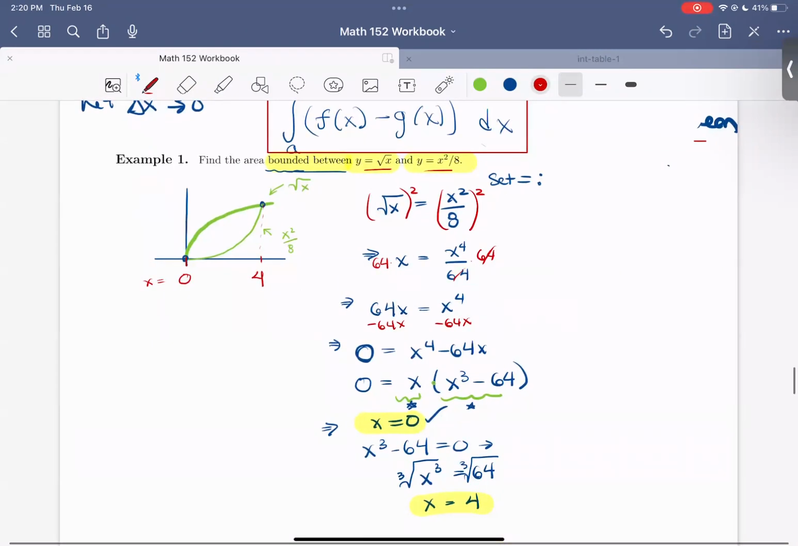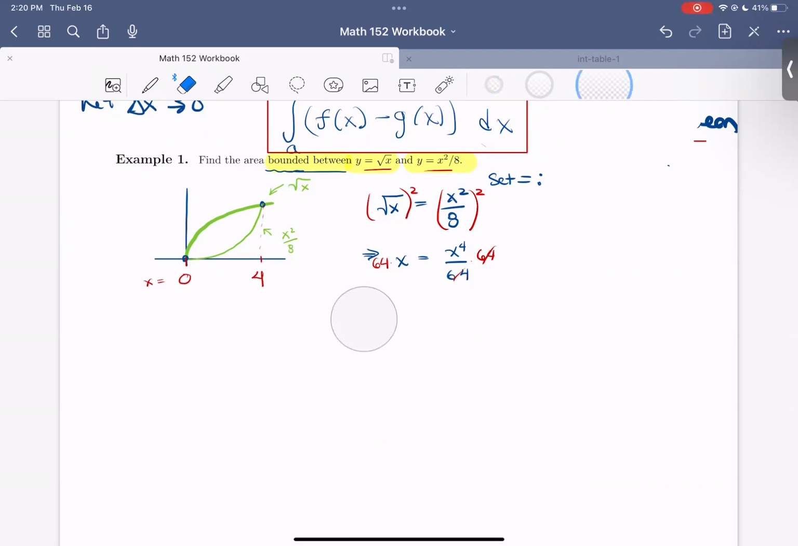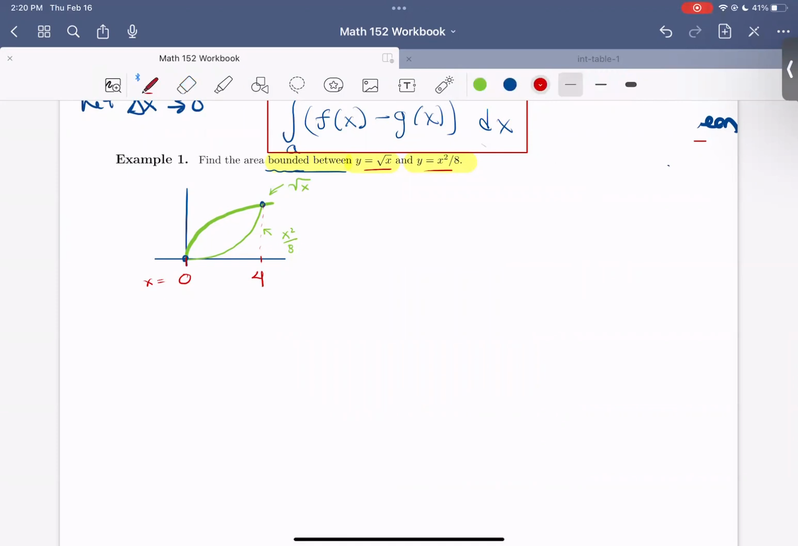Okay, so that sets up the bounds of our integration. I'm going to go ahead and erase this to clear ourselves some room. It's important for you to keep all of your work, though, so that when you're coming back to your notes, you can really see each step that you've carried out. Okay, so now let's compute that area between these two curves.